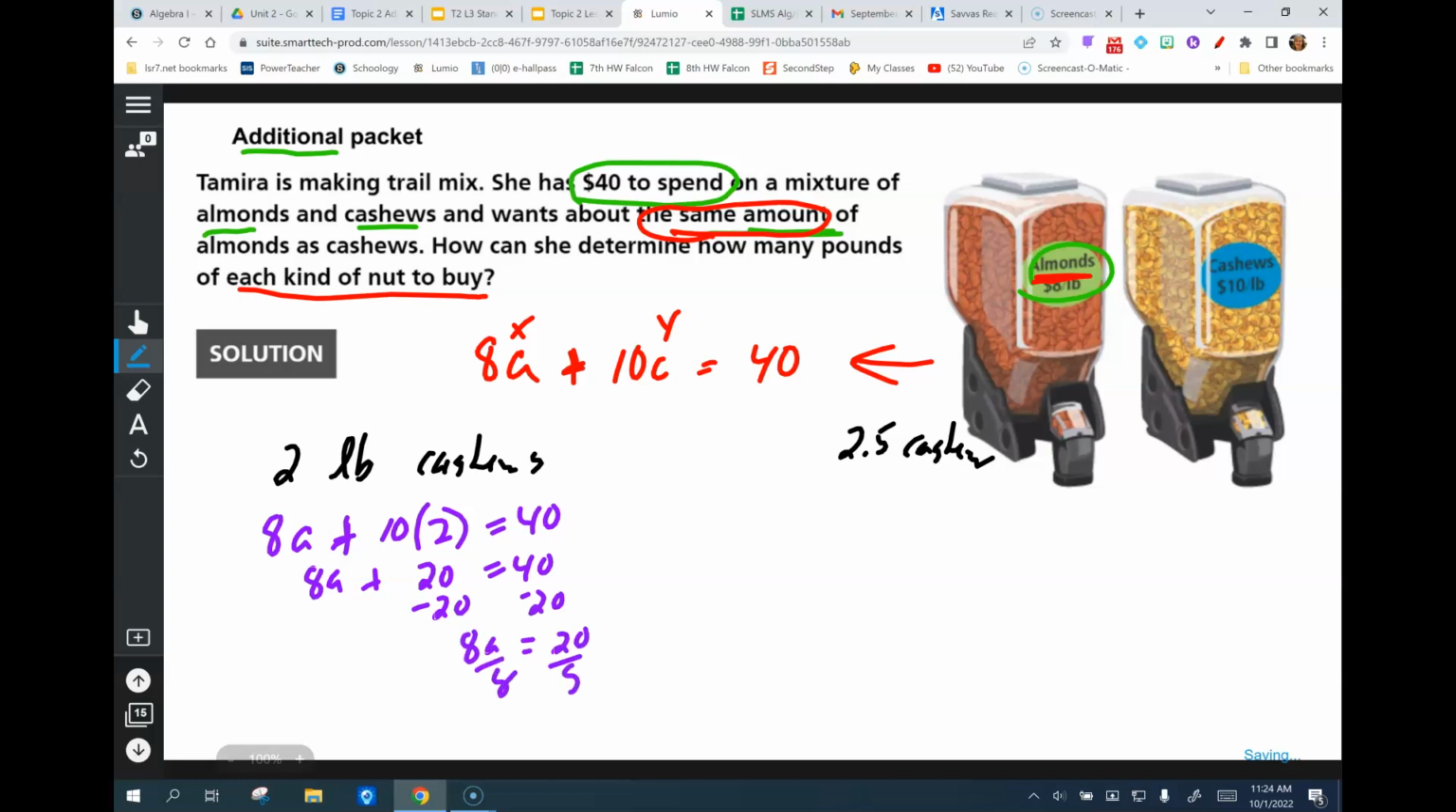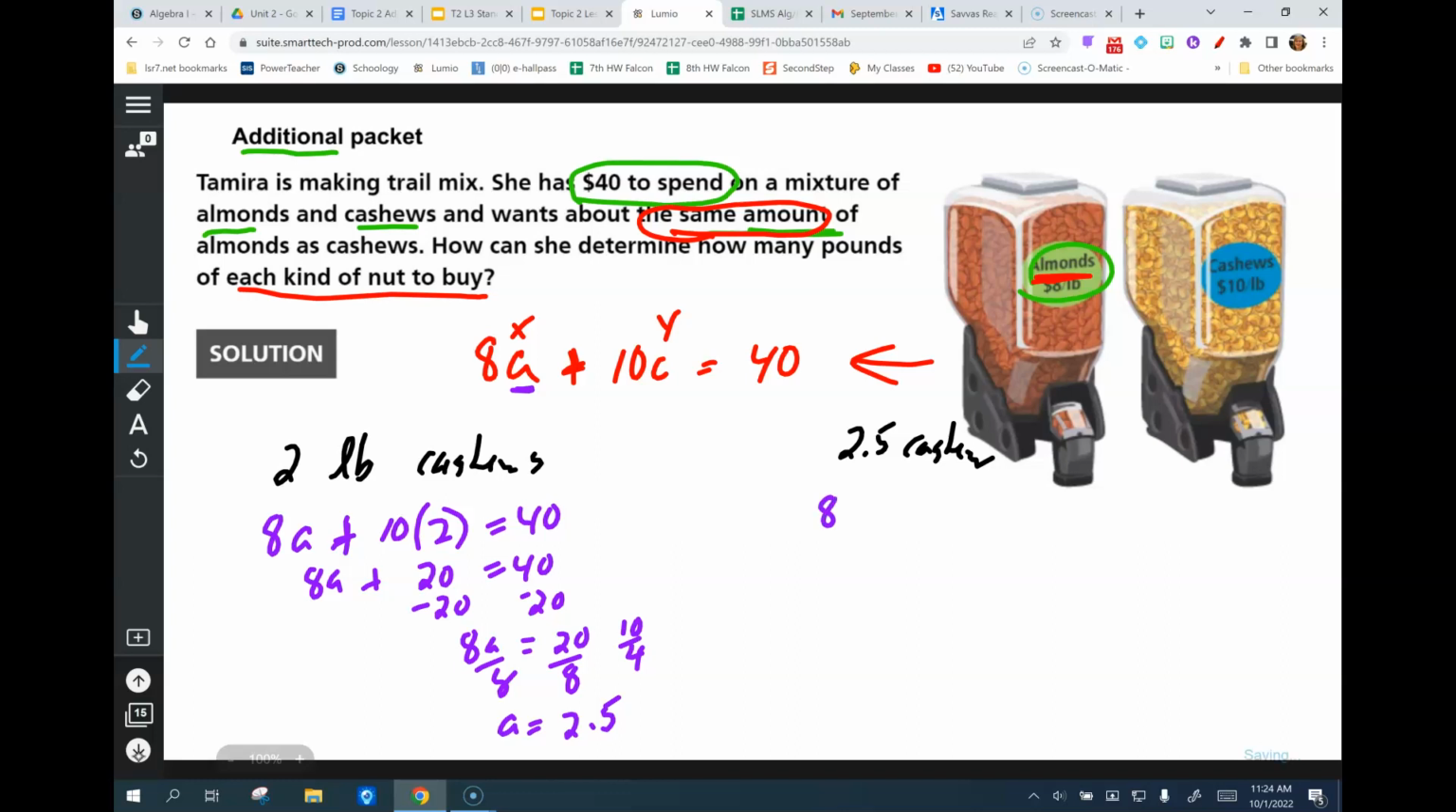Divide by 8, and we get a is equal to 10/4. So 4 goes into 10 twice, carry the 2, 2.5. So 2.5. So that one we're pretty accurate on. Let's see what happens when we plug in the 2.5. And we could have also done that same thing. If you look back at the graph, we could have plugged in for A and then solved for C. But we're going to pick one and then solve for the other one.